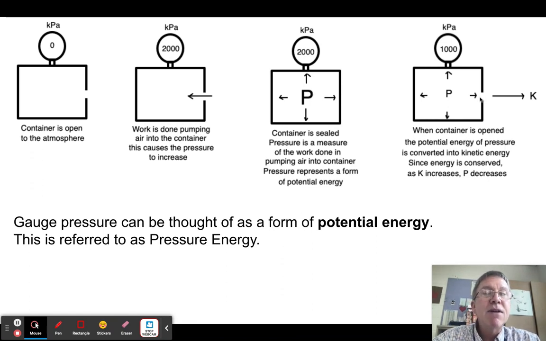Now watch this. If I later open up this valve again, what's going to happen, as you well know, is that the air is going to come rushing out of here, gaining kinetic energy. But you can't create energy from nothing, right? So the total energy of the system isn't changing. So if I'm gaining kinetic energy, I must be losing potential energy. And as you are sure you're aware, the pressure is going to go down. Well, why is the pressure going down? Because this pressure represents the potential energy that's doing the work to push the molecules out and give them kinetic energy.